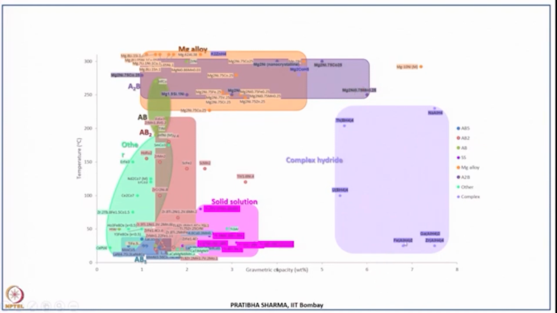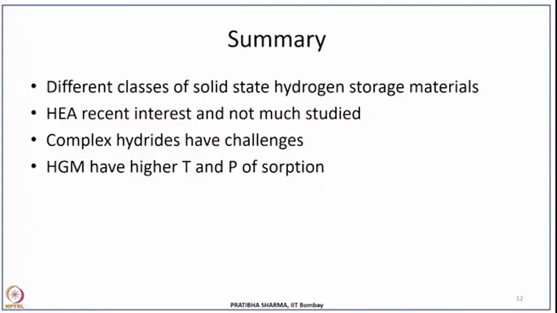So this is all we have seen in solid state hydrogen storage. To summarize, we have seen the different classes of materials that can be used for solid state hydrogen storage. We have seen a class of material today, high entropy alloys, that has been of recent interest, but has not been studied very well so far.